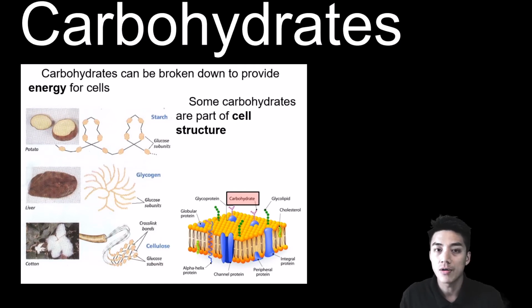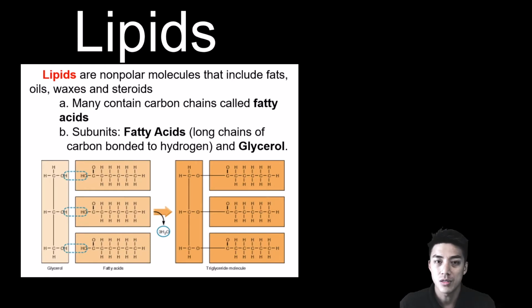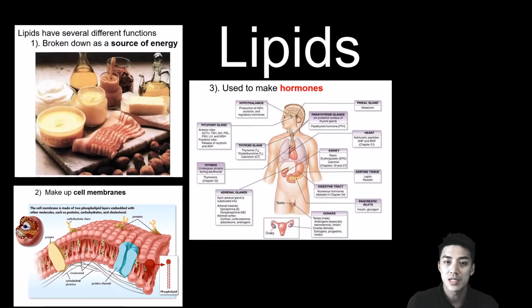Carbohydrates are also found in the cell membrane, where they're important in things like cell signaling and sending messages between cells. Lipids are nonpolar molecules that include fats, oils, waxes, and steroids. They're made of long repeating carbon chains called fatty acids, which are connected to a big molecule called glycerol. Lipids have several different functions. 1 is that they can provide a source of energy.